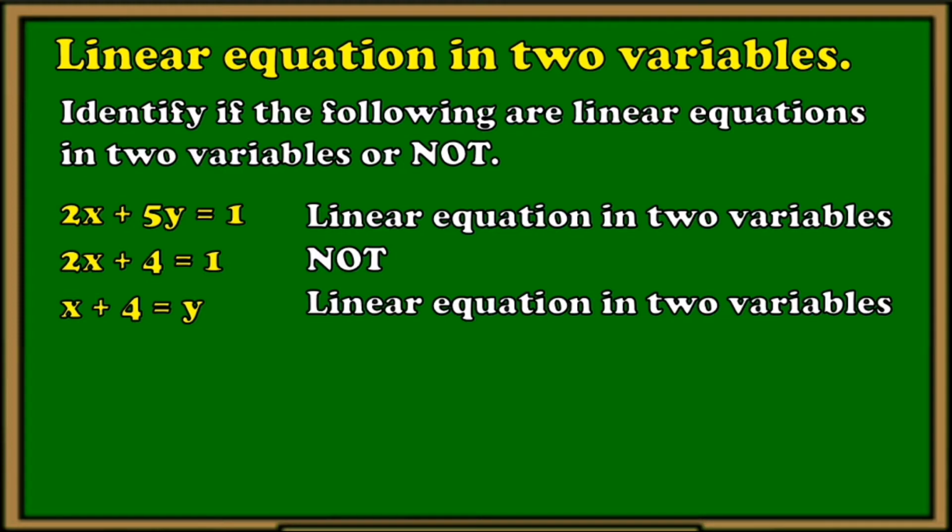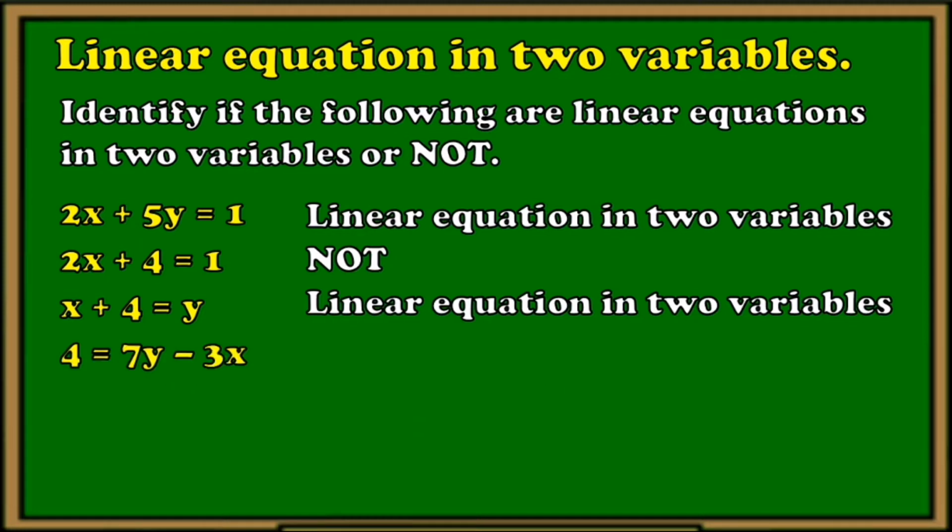But if you ask why this is an example of a linear equation in two variables, it is just not written in general form. But we can rewrite it in general form. The general form of x plus 4 is equal to y is x minus y is equal to negative 4. But we're going to talk about this on our next topic.